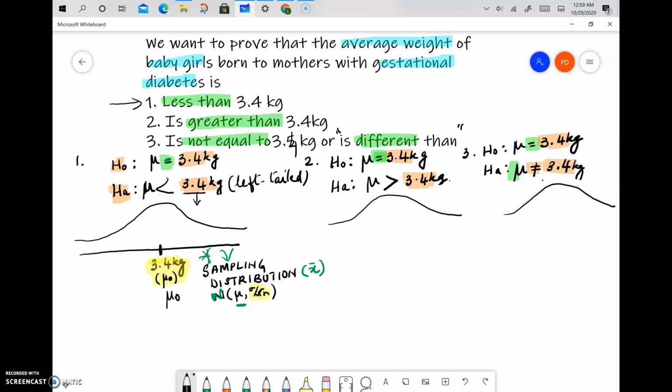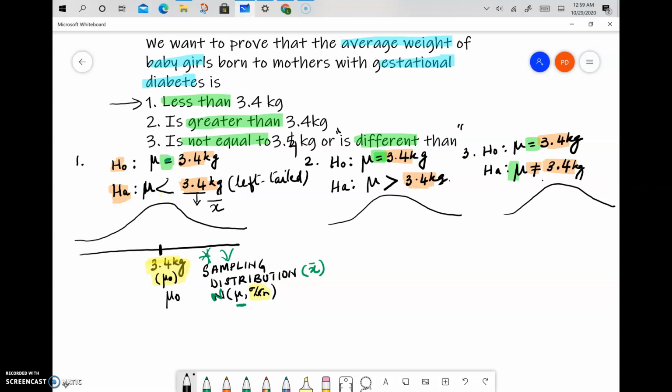So we collect a sample of women with gestational diabetes. Let's say the sample has 400, 500 people maybe. Now, we find the X bar of the sample that we collected. So there are 400 or 500 moms with gestational diabetes, and we're going to find out the weight of baby girls born to these moms. And once we know the weights of each of those baby girls in the group, we're going to find X bar, which is the sample mean.